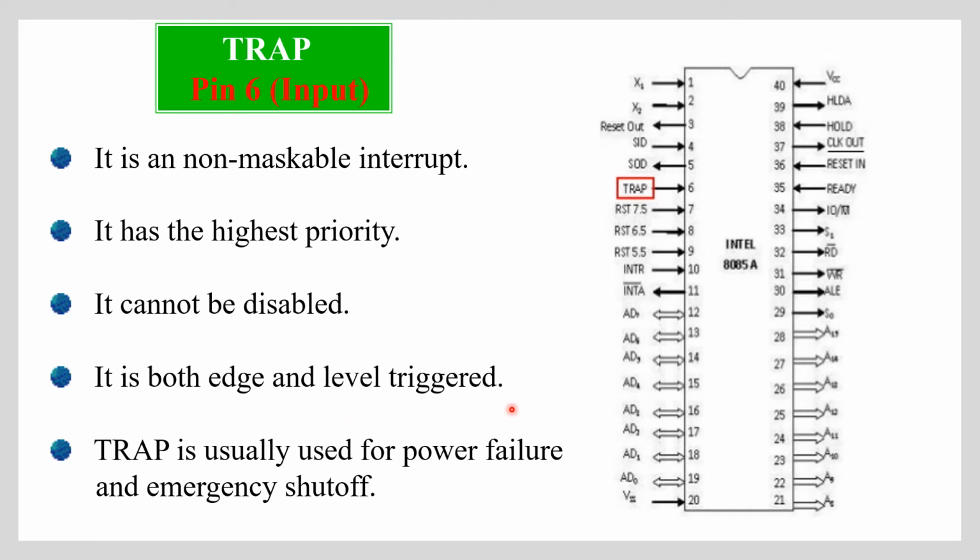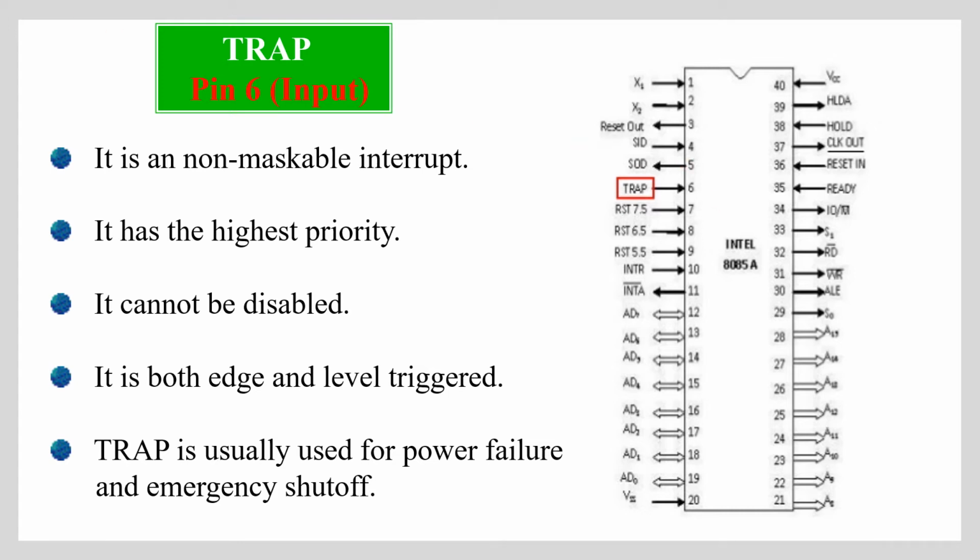When the interrupt is recognized, the next instruction is executed from a fixed location in memory, that is 0024. So once this interrupt is recognized, the control automatically goes to the memory location 0024, right? And TRAP is usually used for power failure and emergency shutdown. So it informs the MPU that it is an emergency, so TRAP cannot be masked and immediately the CPU has to respond. So it is an input signal to the microprocessor.